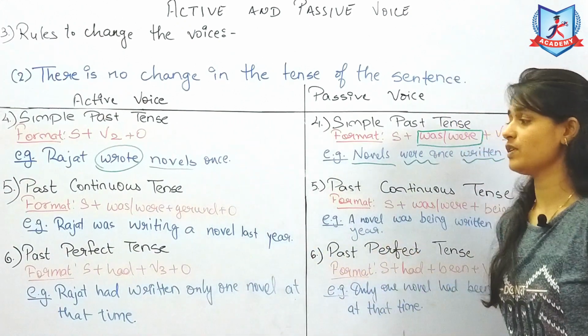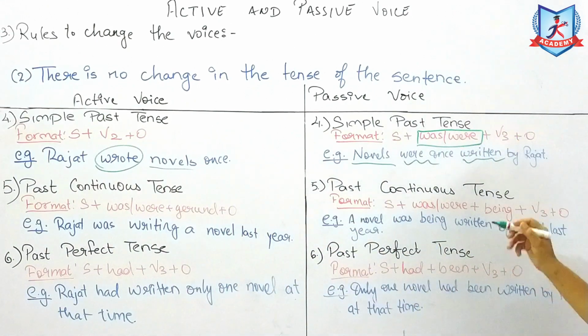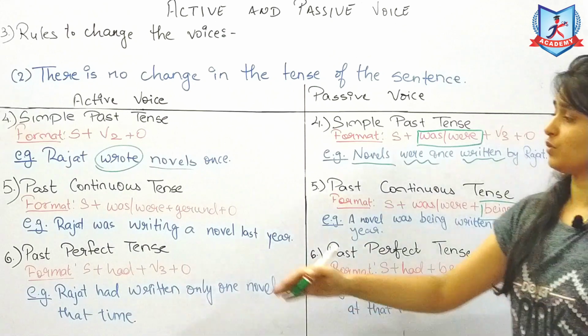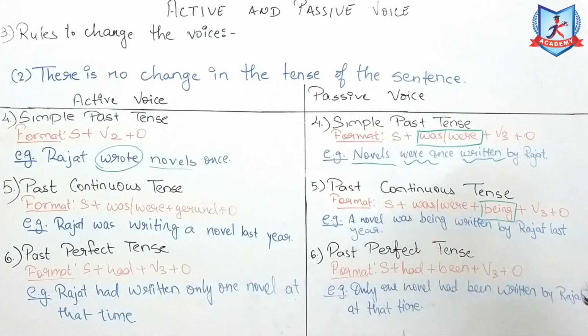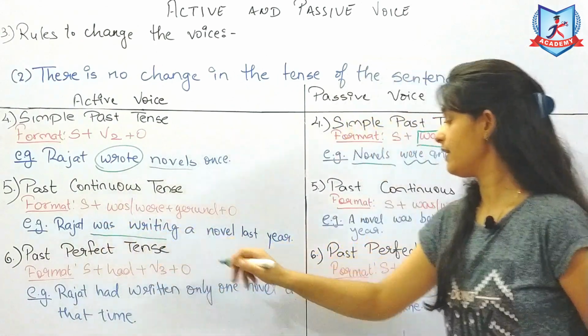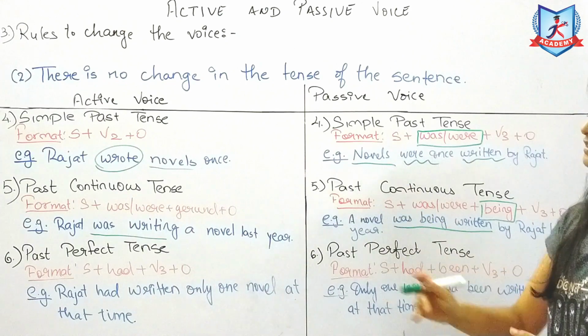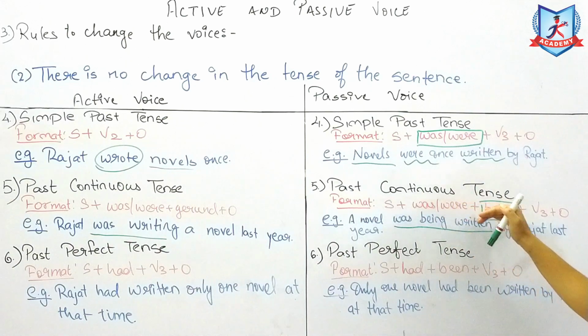Would start my sentence with a novel. और continuous tense है तो हमारी पहले भी बात हो चुकी थी that we add the word being plus V3 form of the verb plus object. Rajat was writing a novel last year. I would start with a novel plus was or were. तो जो was writing है it would become was being written by Rajat last year. Past continuous tense, was were plus gerund होता है, that is converted into was were plus being plus V3 form of verb.